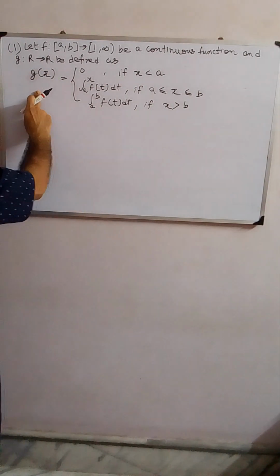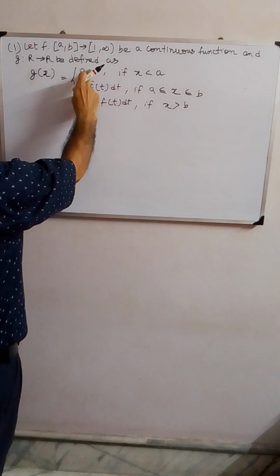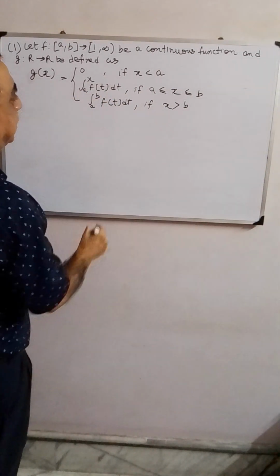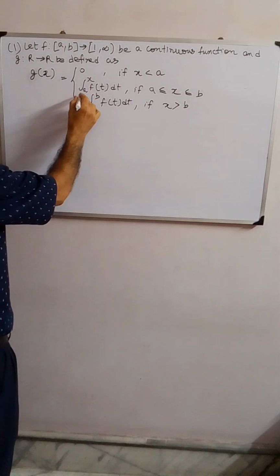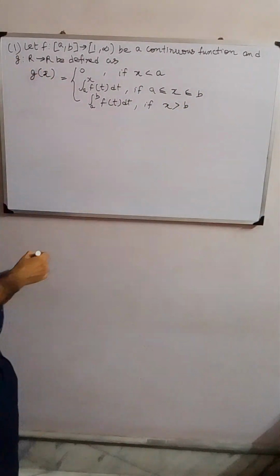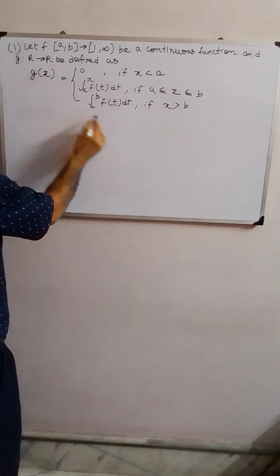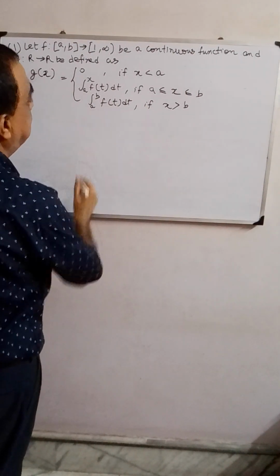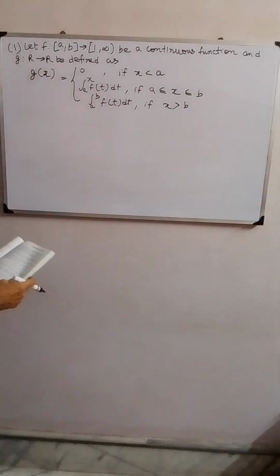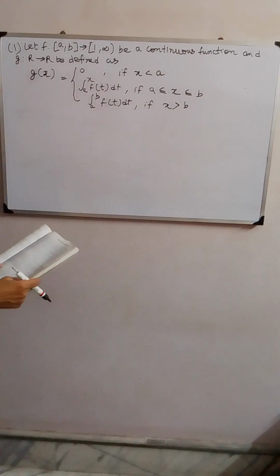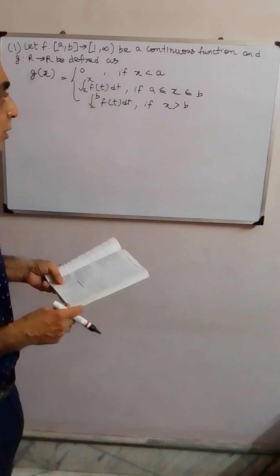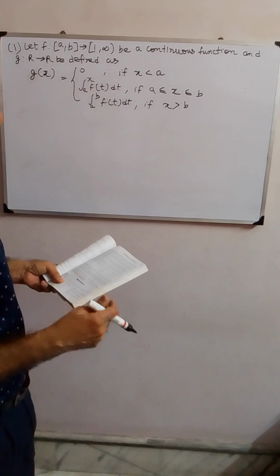The g(x) is defined like this: g(x) is equal to 0 when x is less than a, and g(x) is the definite integral of f(t) dt with limits a to x when x lies between a and b including both. And g(x) is equal to the definite integral of f(t) dt with limits a to b when x is greater than b. So there are four options of this problem, and out of these four options the correct may be more than one.